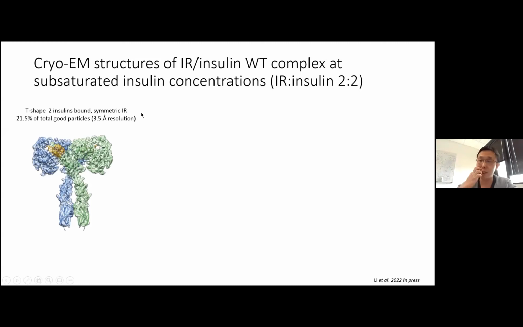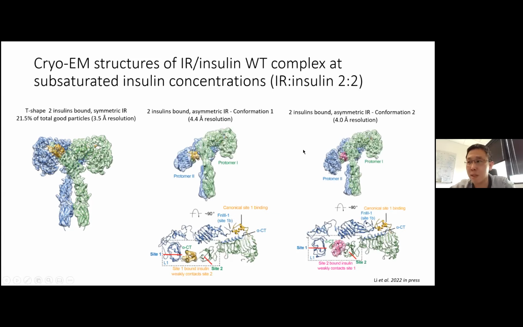And this is also very similar to the result we got for the insulin receptor and the insulin SET2 mutant. Only 20% of the particles go to the symmetric T-shaped conformation, and the majority of particles adopt asymmetric conformations. But this is quite a bit of a surprise to us. We actually observe 2 different kinds of asymmetric conformation in this data set, different from the structure of the insulin receptor with SET2 mutant bound.